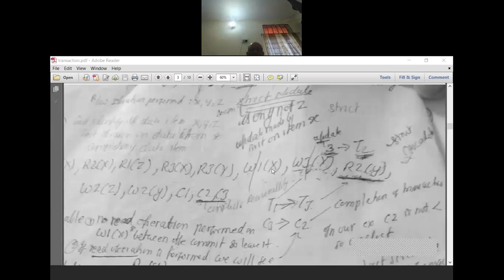Now I will check the completion of the first transaction. Transaction 1 is performing the first write operation on data item X. Now I will check the completion of transaction 1. Where is it completing? Transaction 1 is completed over here, at C1.